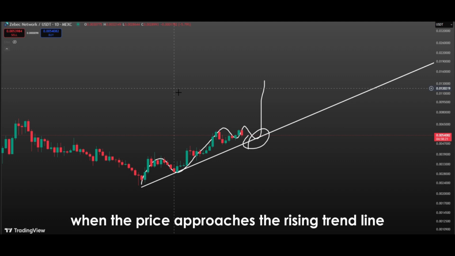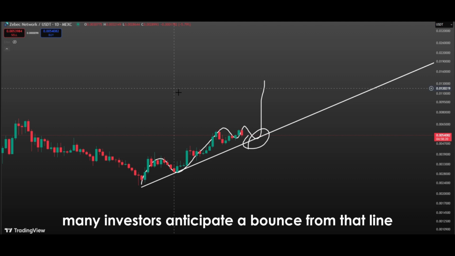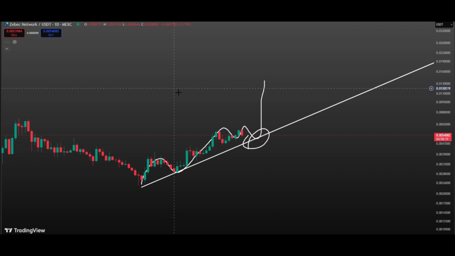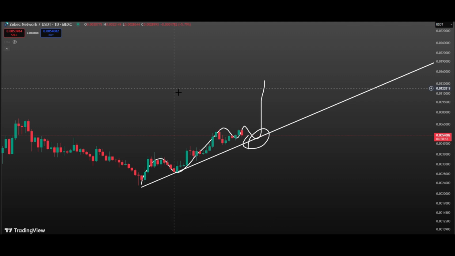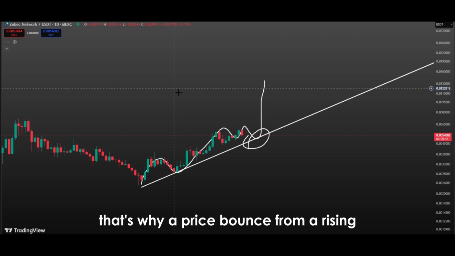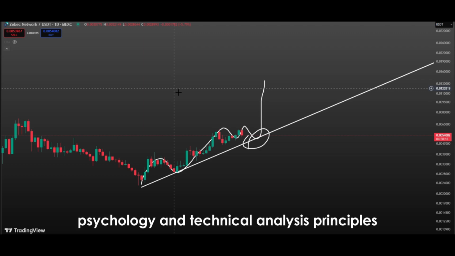When the price approaches the rising trend line, many investors anticipate a bounce from that line. With this expectation, buy orders increase and the price rises again due to this demand. That's why a price bounce from a rising trend line is not merely a coincidence. It reflects both market psychology and technical analysis principles.